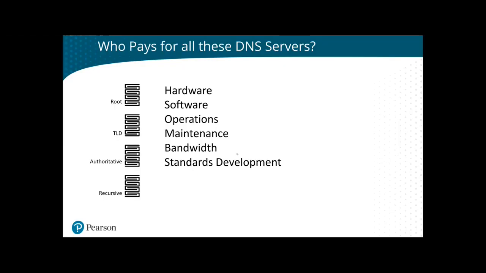So let's begin here. We have 4 kinds of servers we've talked about: root servers, TLD servers, authoritative servers, and recursive servers. Who pays for these? The costs associated with these are hardware, software, operations; somebody's got to program them, somebody's got to upgrade them, etc. Maintenance: somebody has to replace the server when it goes down. Bandwidth: top-level domain and root servers consume lots and lots, and actually recursives consume a lot of bandwidth as well. Somebody has to pay for that bandwidth. And then, of course, there's development. DNS is always being added to. Who is building the standards? Who's paying to build those standards?